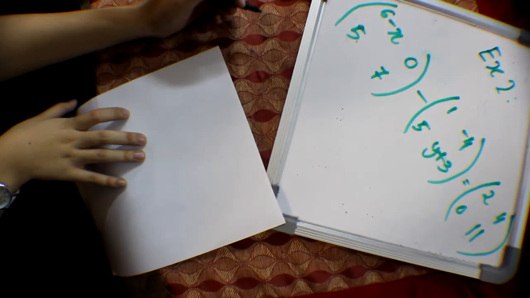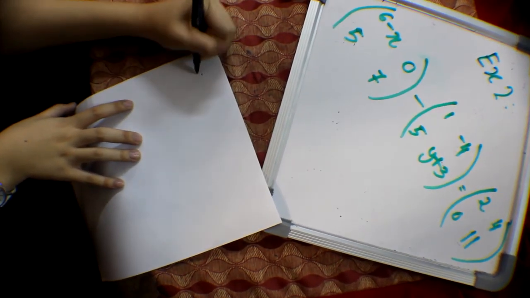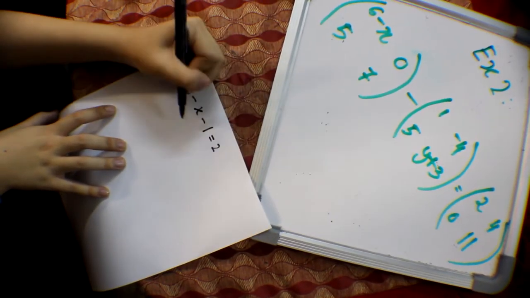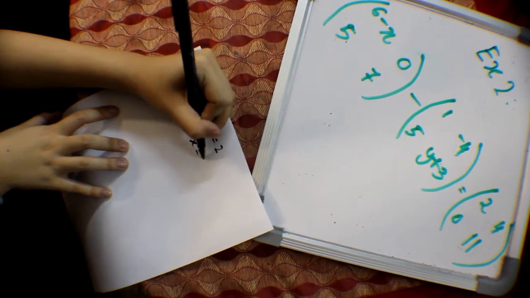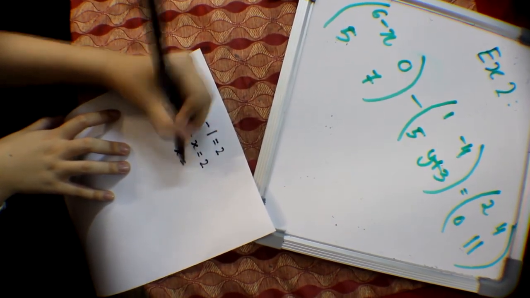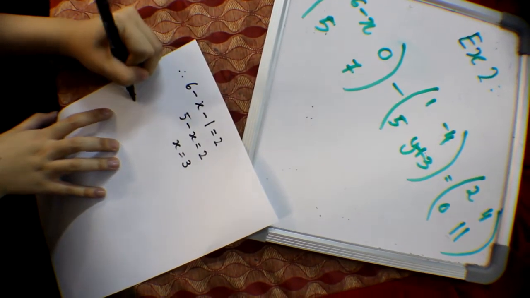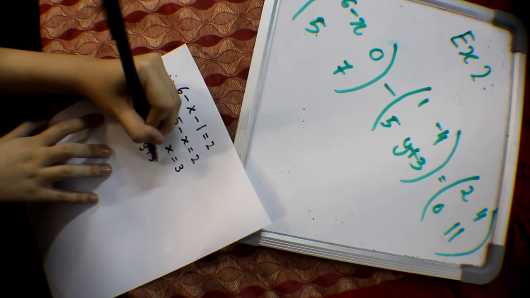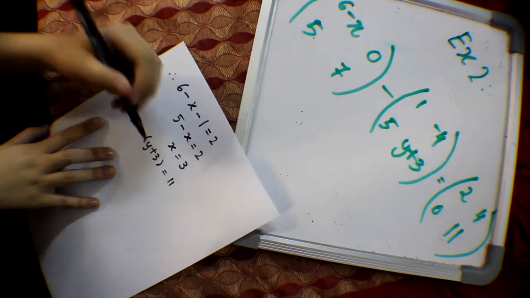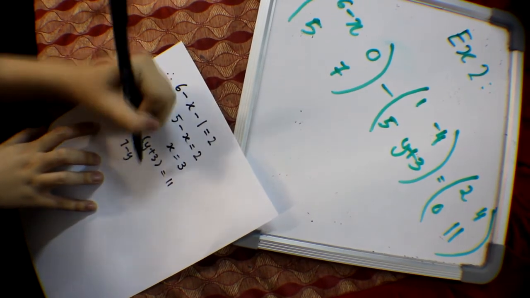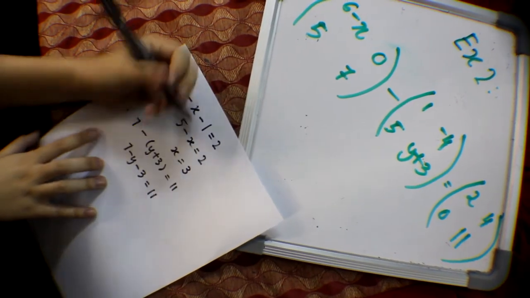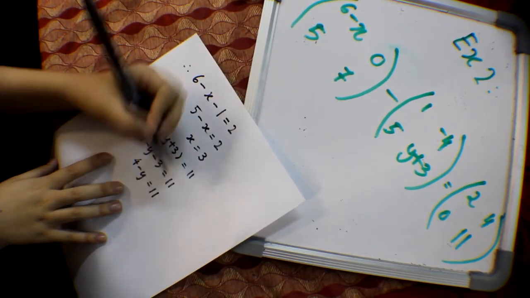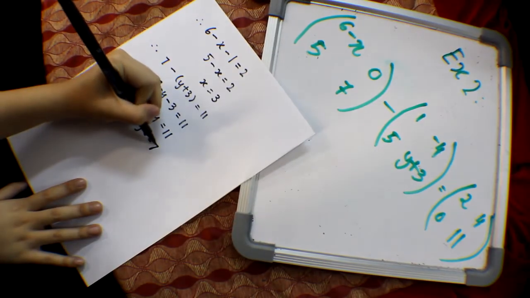Same rule applied for subtraction to get the value of x and y. So 6 minus x minus 1 is 2. 5 minus x is equal to 2. So your x will be 3. To find the value of y, 7 minus y plus 3 is 11. So 7 minus y minus 3 equals to 11. 4 minus y is equal to 11. So y is equal to negative 7.